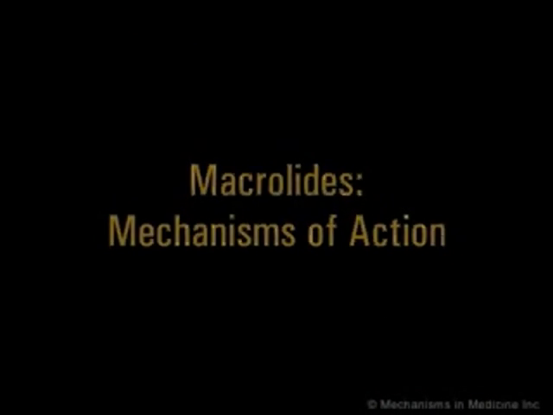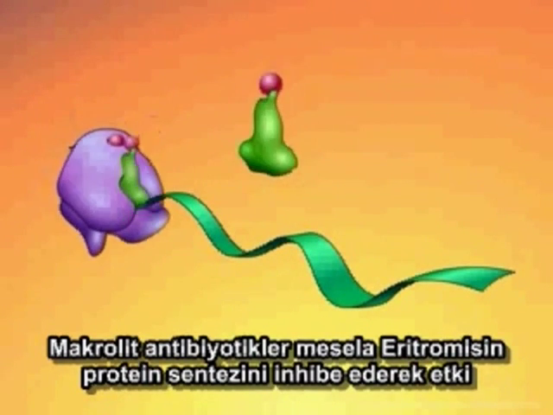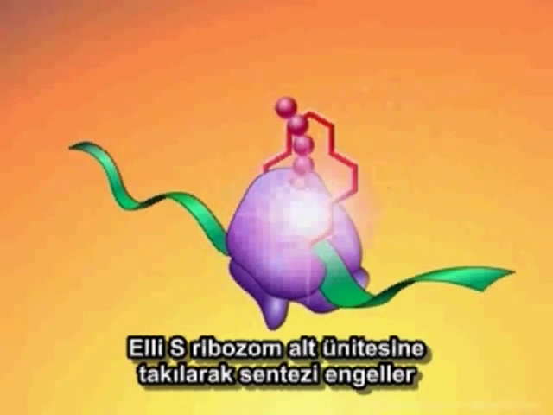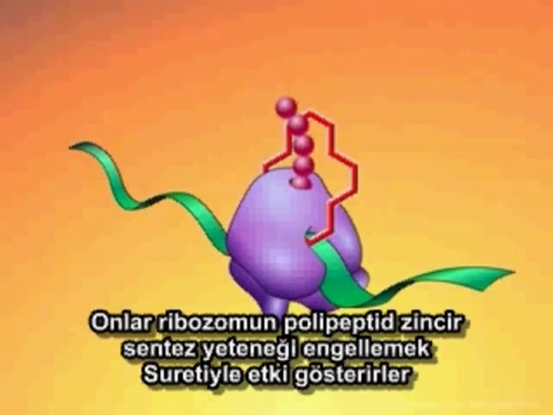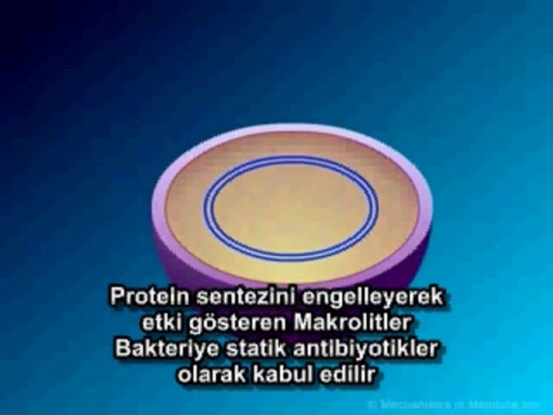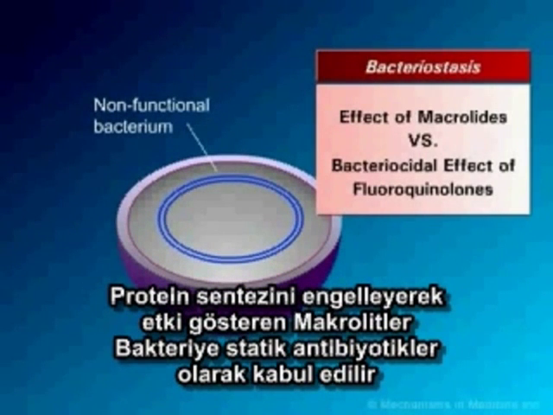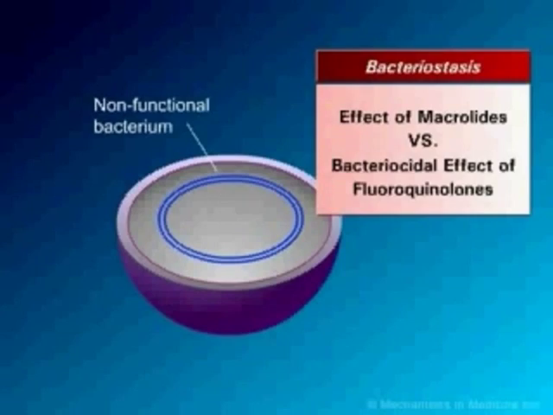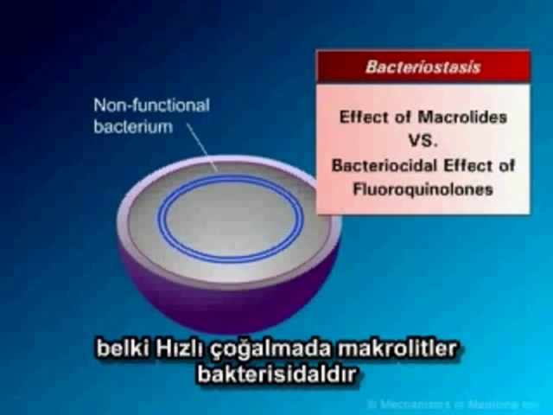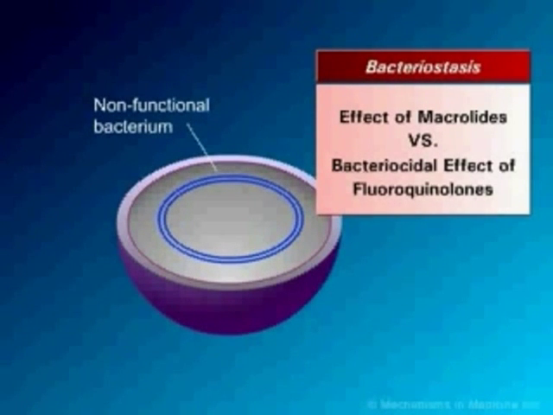Macrolide antibiotics, such as erythromycin, act as inhibitors of protein synthesis by attaching to the 50S ribosomal subunit. As a result, they block the ability of the ribosome to synthesize the polypeptide chain. By inhibiting protein synthesis, macrolides are considered bacteriostatic antibiotics. However, at higher concentrations and with lower bacterial density or during rapid bacterial growth, macrolides may be bactericidal.